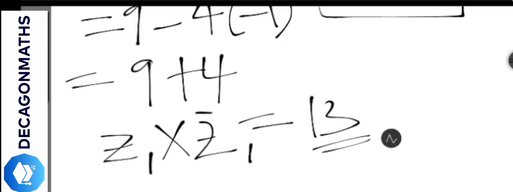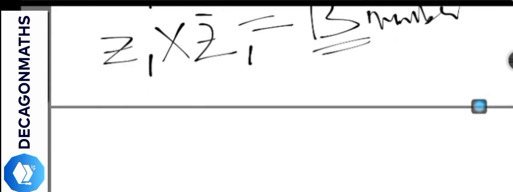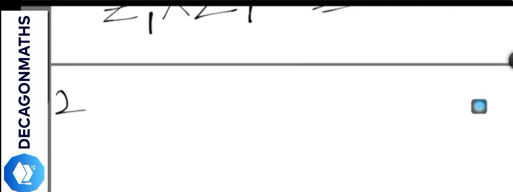And 13 is a real number. So we have seen that a complex number multiplied by its conjugate gives rise to a real number, right? Okay, let's have the second example, number 2.